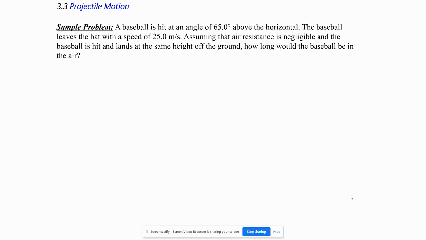The last thing I'm going to leave you with is a little sample problem. Let's say a baseball is hit by a batter at a 65-degree angle, a steeper angle, at 25 meters per second. Assuming air resistance is negligible and the baseball lands at the same height, in other words it's caught by somebody, how long would the baseball be in the air? I want you to try to solve it using the same idea I just used, and see what you come up with in the little Google form that goes with this.